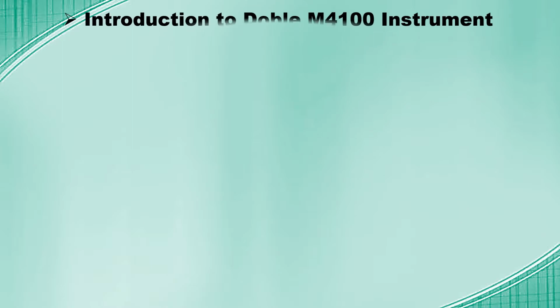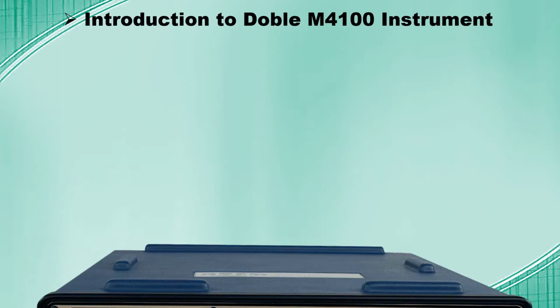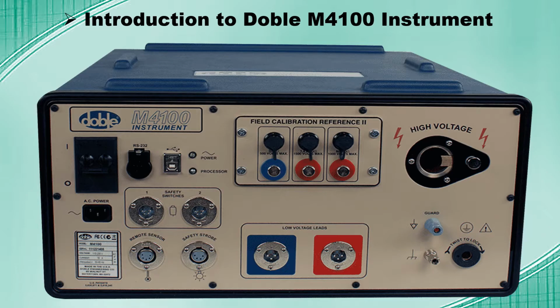Now, introduction to the Doppel M4100 instrument. Previously, we have seen that in order to measure tan delta and capacitance in a CT, we need to connect at 3 points. Those 3 points will be connected with the help of cables on this kit. The first point was to connect the primary conductor of the CT, which will be connected with the help of this cable, inserted over here. This cable is known as the HV cable.